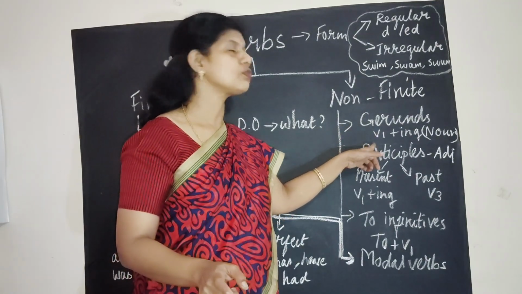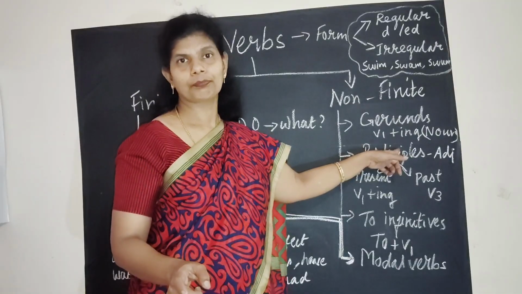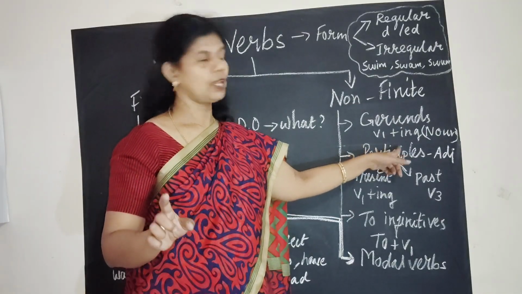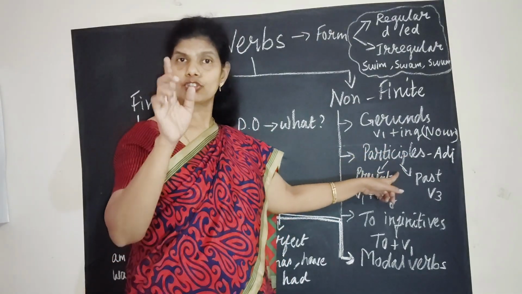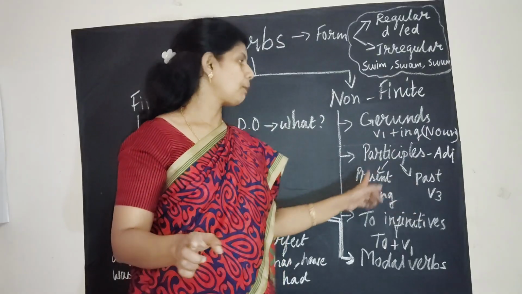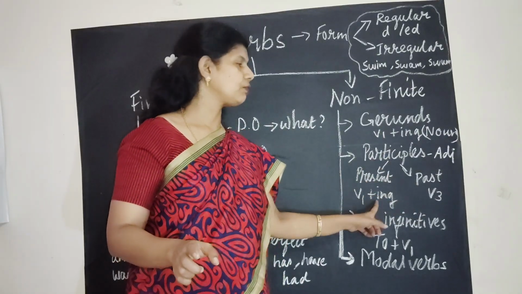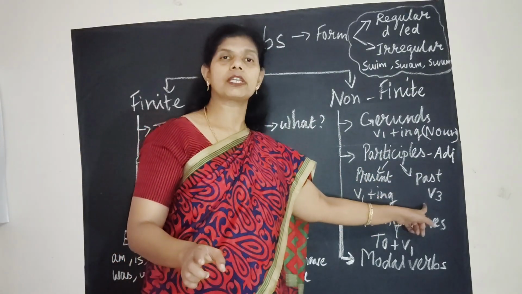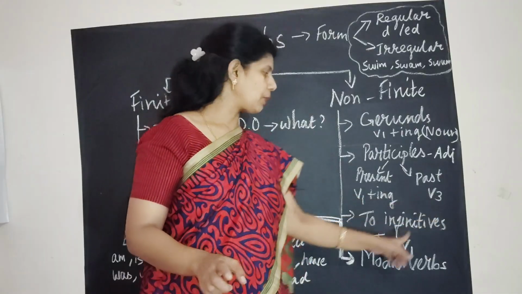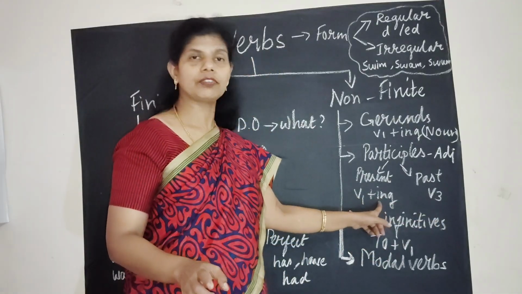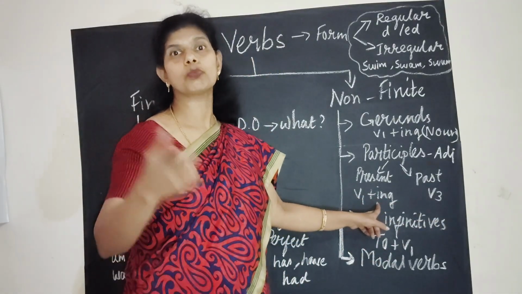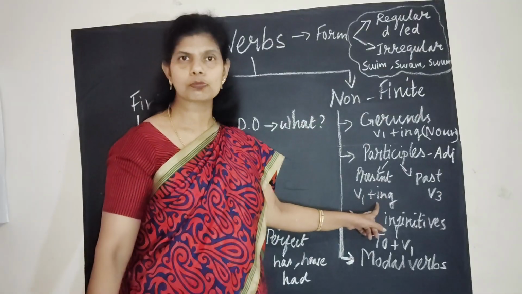So for gerund it is V1 plus ing. It will remain the same. And participle has 2, present and past. Now present participle will again have the V1 plus ing and past participle will have V3. Now I have taken an example. Actually the example that I could give here is the whining child was taken to the hospital.